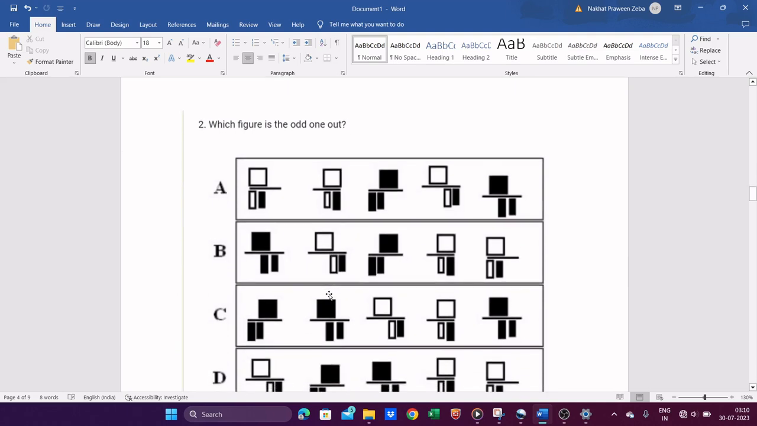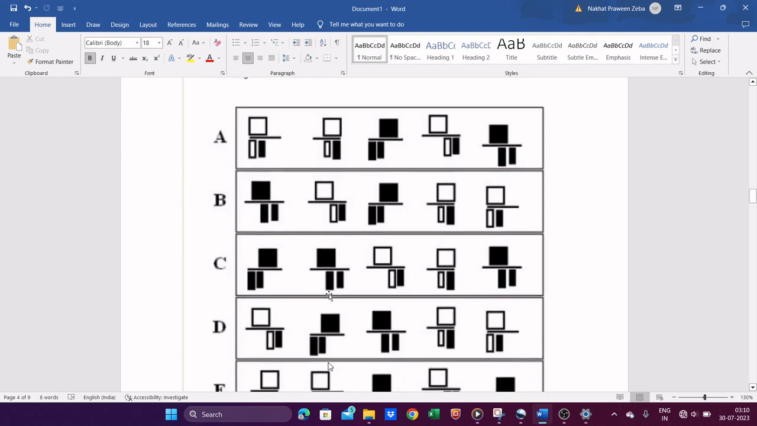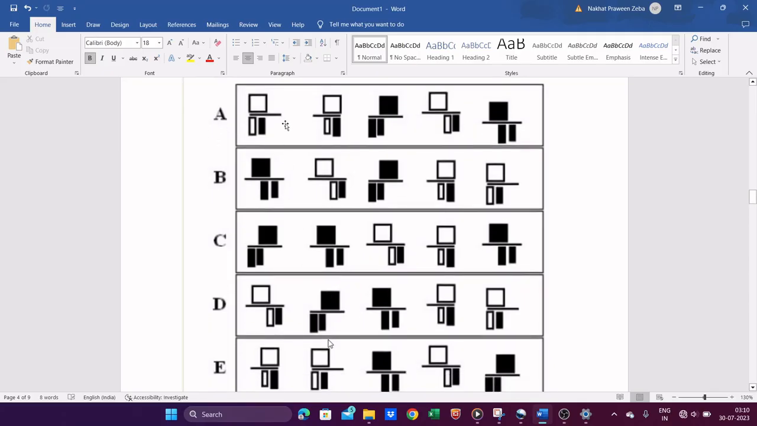Next is, which figure is the odd one out? So you need to analyze the figure carefully. Okay, so here you can see, one is filled, then again here one is filled. The size is just opposite, left and right. Then again here, okay, so if I can see here all 1, 2, 3, 4. So this and this is completely filled, right? So 2. Here also I can see this and this is completely filled. Okay, and all the other 3 are same as option A.